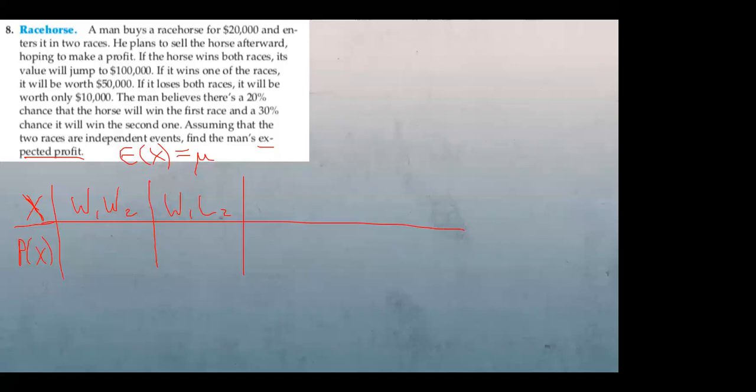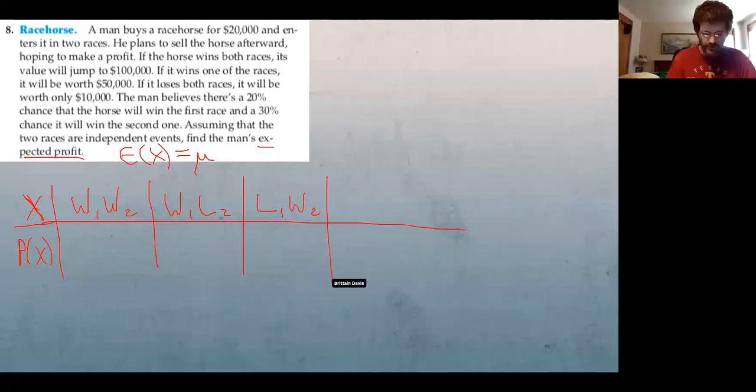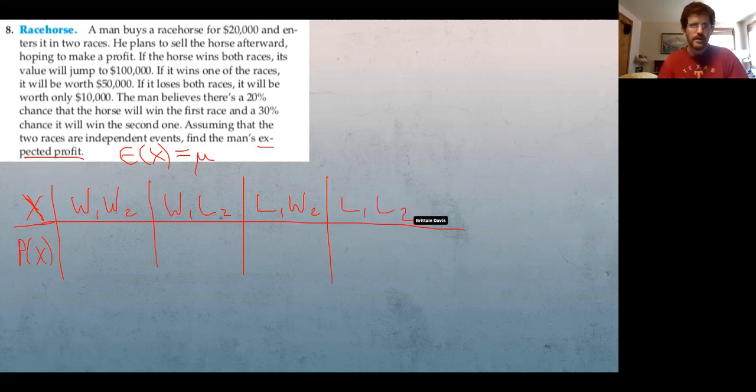Loses the first one, wins the second. There it is. And we consider these differently because we actually have 4 possibilities. So we want to factor that in. Of course, that means the last one is he loses both. I'm sure everyone can see that.